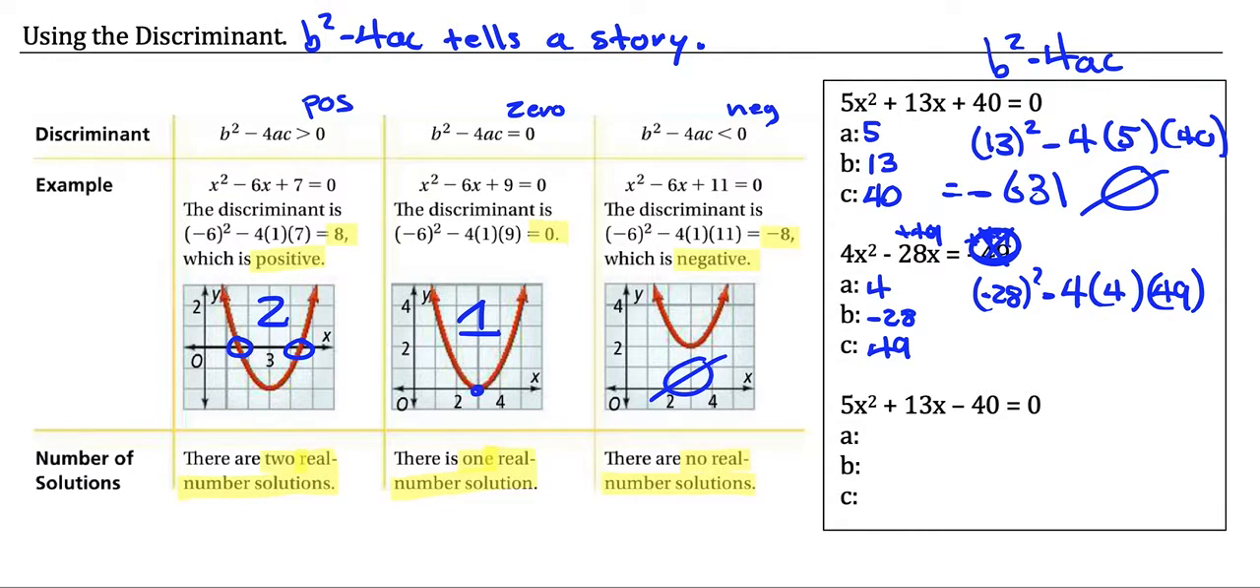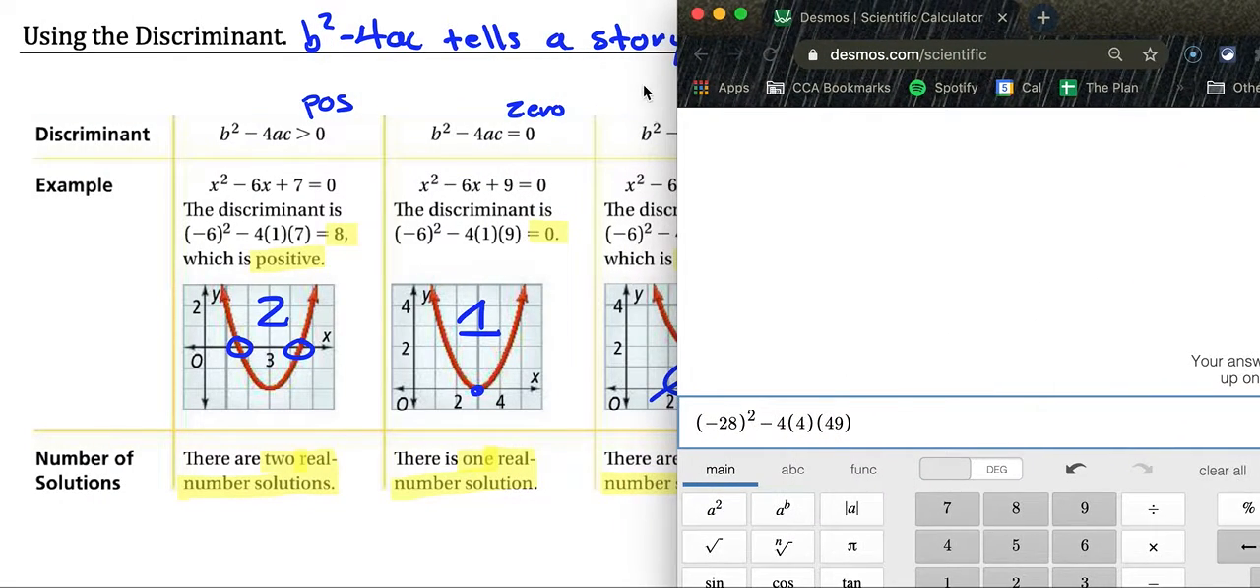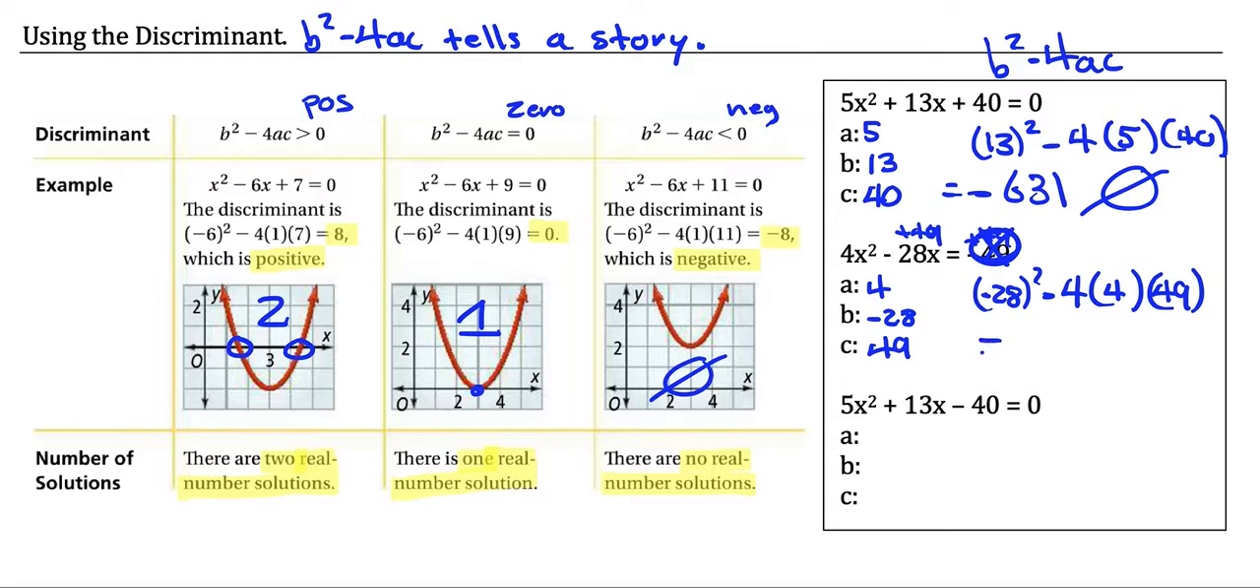Okay, here we go. Negative 28 squared. Let me bring my calculator back. There she is. So here we go. Let's go negative 28. Negative 28 squared minus 4 times 4 times 49. Close the bracket. There we go. Everything's right. Oh, it's equal 0. Okay, that's nice. Cool. So equals 0, so that means we have exactly one solution.